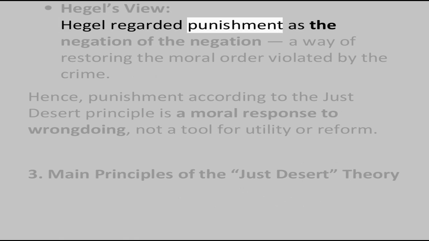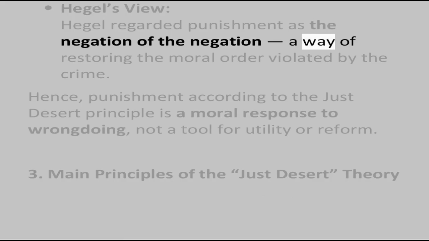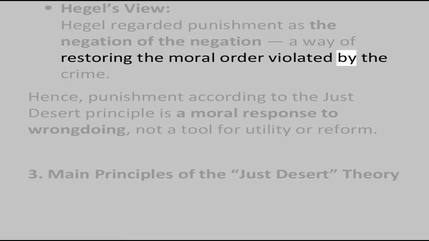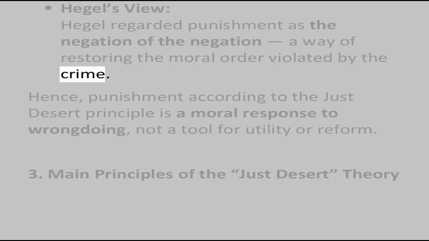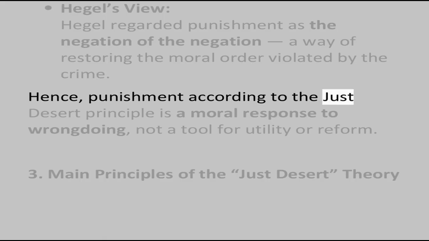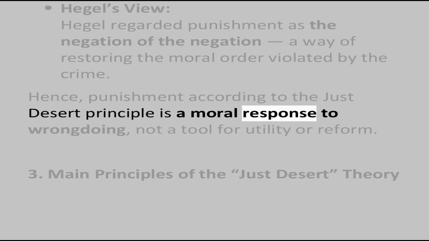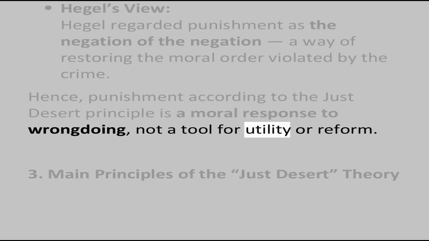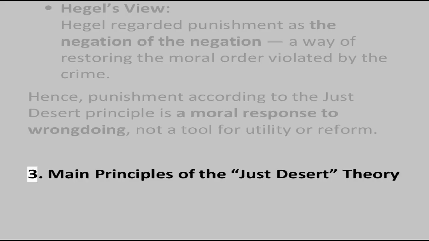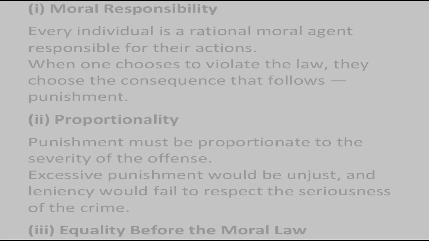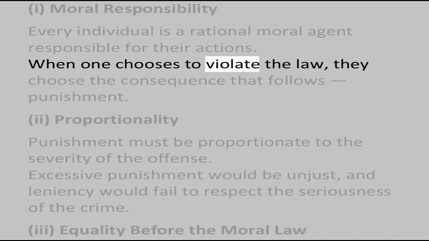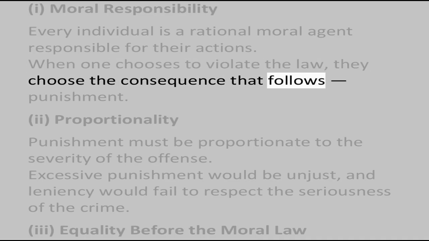Hegel regarded punishment as the negation of the negation, a way of restoring the moral order violated by the crime. Hence, punishment according to the just desert principle is a moral response to wrongdoing, not a tool for utility or reform. 3. Main principles of the just desert theory. 1. Moral responsibility. Every individual is a rational moral agent responsible for their actions. When one chooses to violate the law, they choose the consequence that follows, punishment.